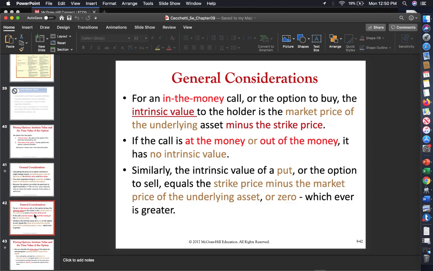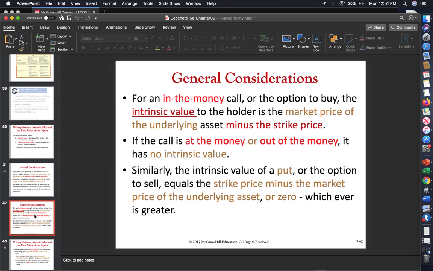So when it comes to the intrinsic value, we need to be familiar with the expressions in the money, at the money, and out of the money. When we talk, for example, about a call option, we call it in the money if you would execute that option, so if you would buy the underlying today at the strike price that is determined, you would make a profit, you would make money. In that case, we call it, the option is in the money. It has some intrinsic value.